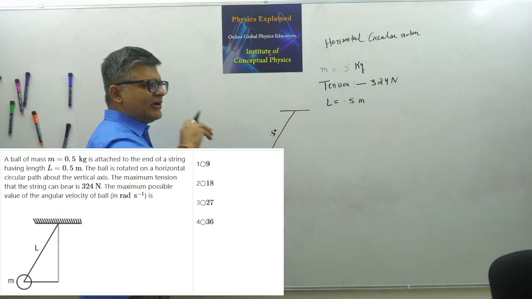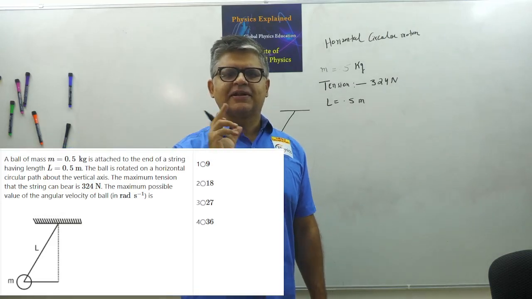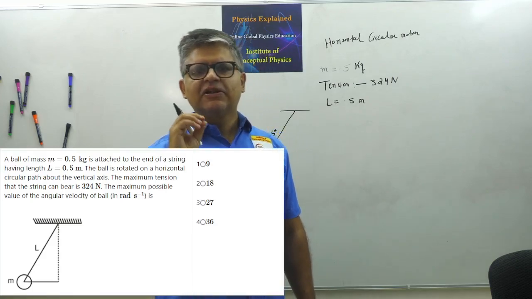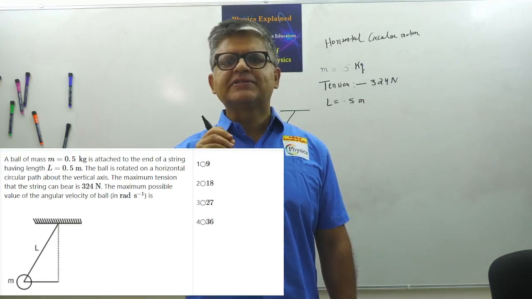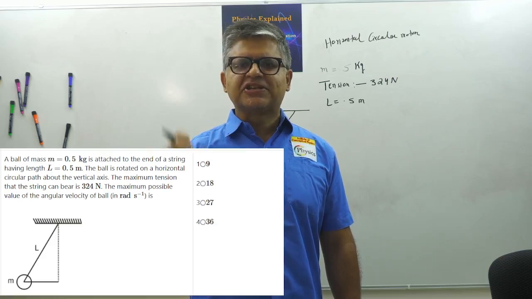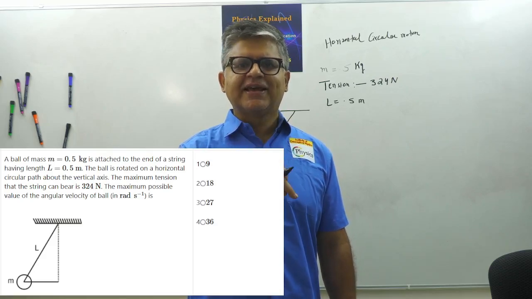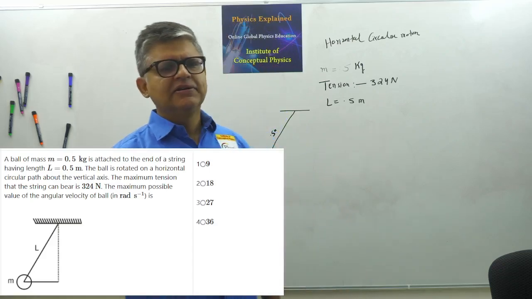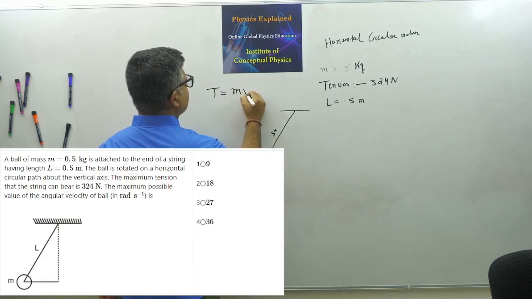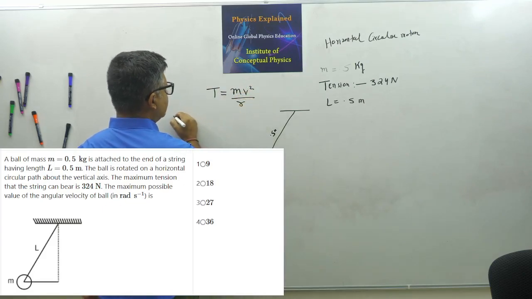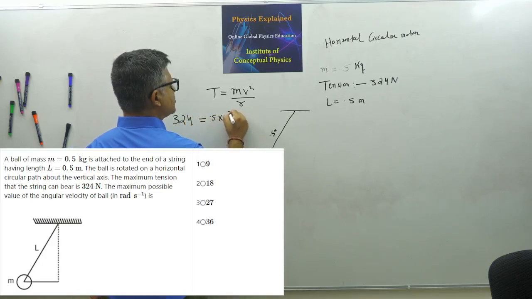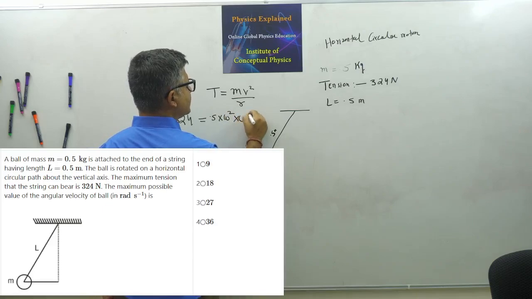So what is the reason for this body to be in a circle? The tension in the string is providing the necessary centripetal force. Centripetal force is not a real force, but somebody else has to provide it. In certain questions, friction provides the centripetal force. In this case, tension in the string is providing the centripetal force. So tension will provide the necessary force, and then 324 is your limitation, equal to 0.5 omega square, and our radius is 0.5.